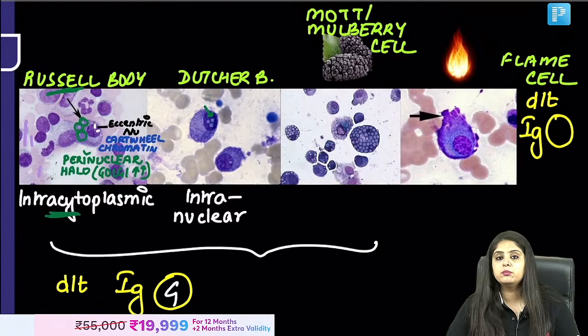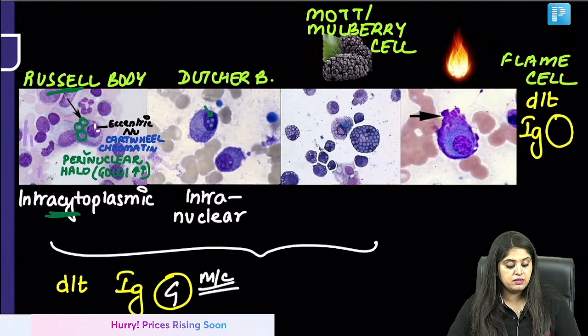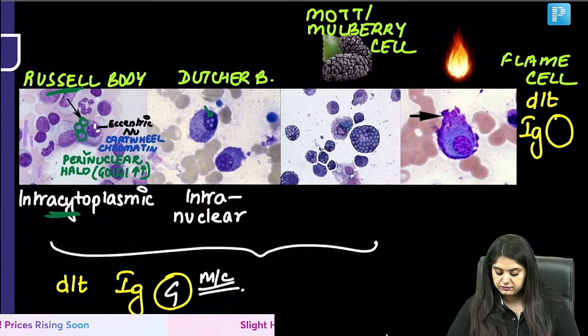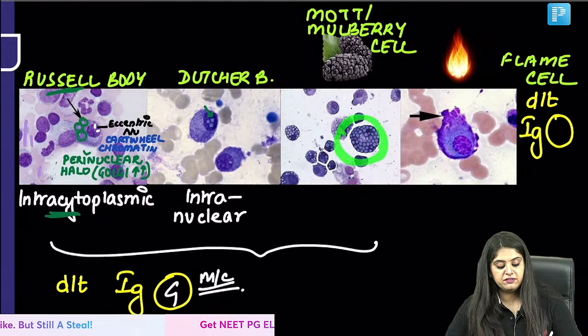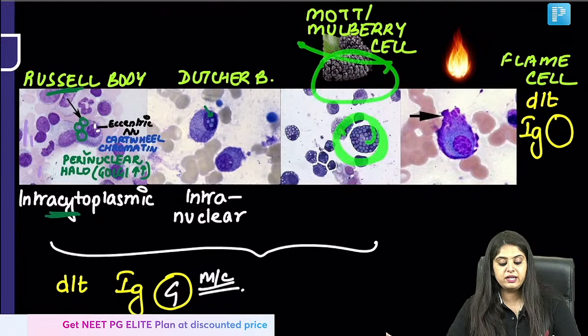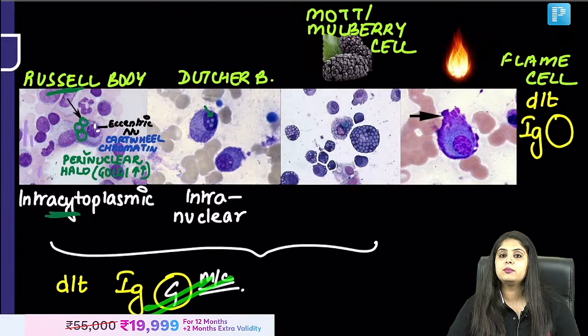What are they made up of? The most common antibody. They are made up of IgG. The most common antibody in multiple myeloma, IgG. Okay, now we come to the next one. Ma'am, if they are everywhere, they have started looking like a berry, a mulberry. So that is known as mulberry or Mott cell. The whole cytoplasm has filled up. It is also made up of IgG.